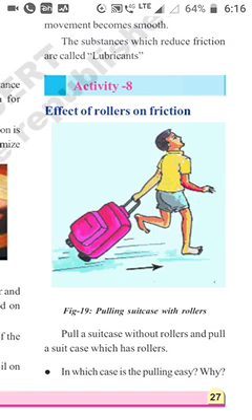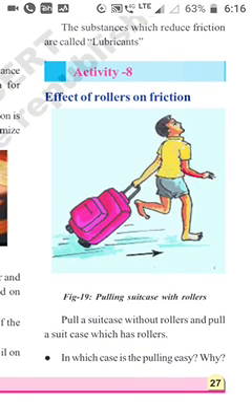So because of the rollers, what happened here? Friction on the bag is decreased, and the pulling force used by the boy moves the bag very easily. Here you have to see page number 27, activity 8. Pull a suitcase without rollers and pull a suitcase which has rollers.